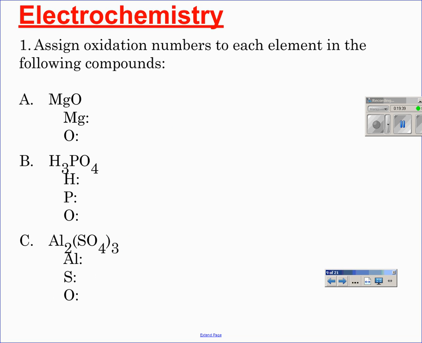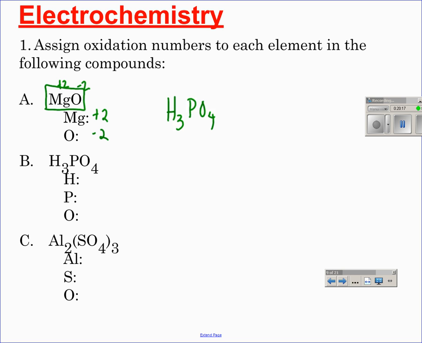Okay, electrochemistry, assigning oxidation numbers. Okay, 3 ways to do it. First of all, if it is just an ionic compound, the oxidation number is the same as the charge. So we could look these up. Magnesium is in group 2, so it's +2, and oxygen is group 16, and plus we know that oxygen is always -2. So the oxidation number is +2 and -2. Now, H3PO4. I'm going to show you two different ways to do it. I'm going to do H3PO4 one way and aluminum sulfate another way.